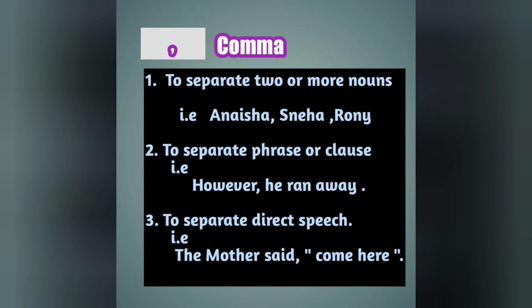Coming to comma, a comma is basically used to separate two or more nouns, like here Anaisha, comma, Sneha, comma, Ronnie. It is also used to separate phrases or clauses, like however, he ran away. After however we are putting a comma there. The third example is to separate direct speech, like the mother said, comma, quotation mark, come here.